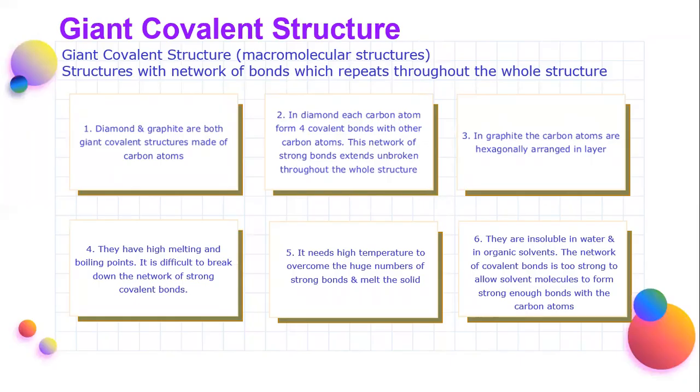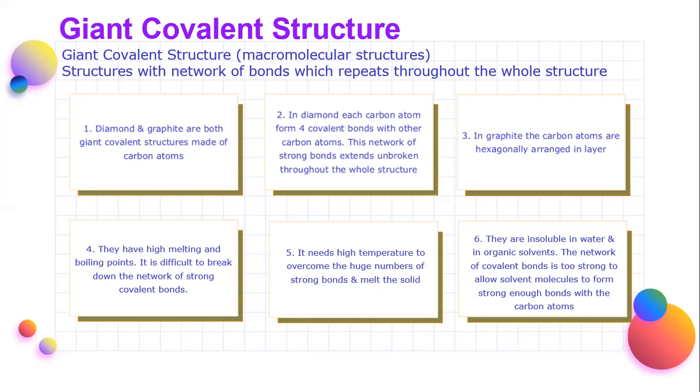Let's look into the giant covalent structure. In this scenario, we use diamond and graphite as examples of giant covalent structures. The giant covalent structure is also called a macromolecular structure, with a network of bonds which repeats throughout the whole structure. Diamond and graphite are both giant covalent structures made of carbon atoms. In diamond, each carbon atom forms 4 covalent bonds with other carbon atoms, and this network of strong bonds extends unbroken throughout the whole structure.